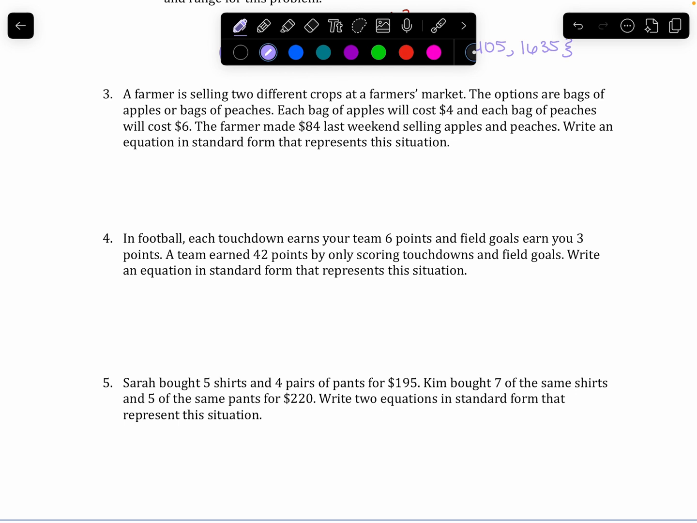Let's look at 3, 4, and 5. These are very similar. It says a farmer is selling 2 different crops at a farmer's market. The options are bags of apples or bags of peaches. Each bag of apples will cost you $4 and each bag of peaches will cost you $6. The farmer made $84 last week in selling apples and peaches. Write an equation in standard form that represents the situation.